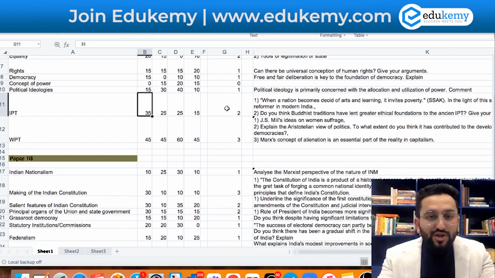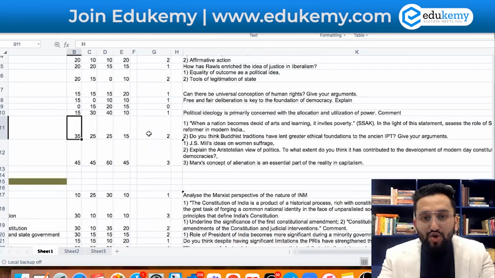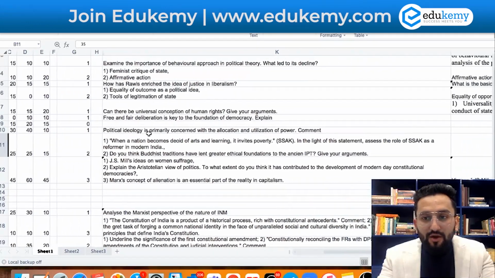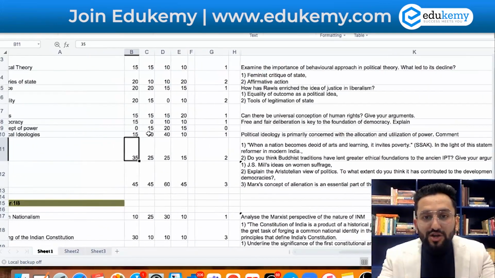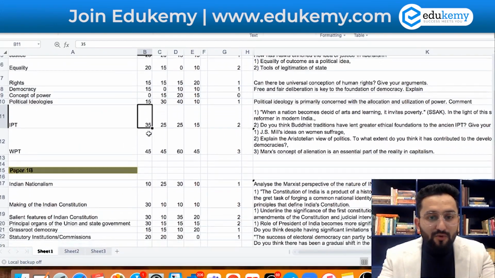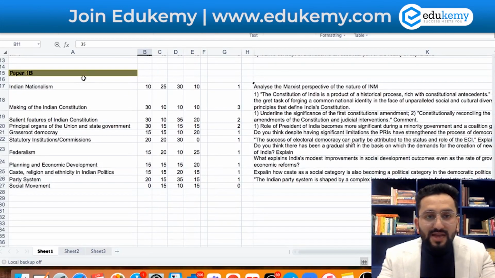We have now talked about allocation and utilization of power. IPT 35 marks, WPT 45 marks, and these are the questions. Around these, there were some question themes which we directly gave in our prediction in the main support program. Then we have Paper 1 Section B, starting from Indian nationalism.